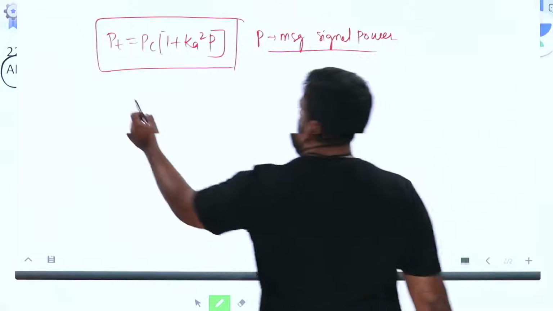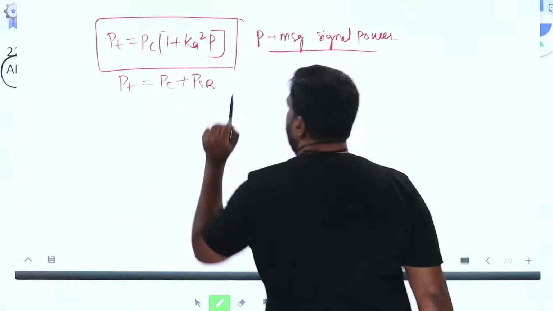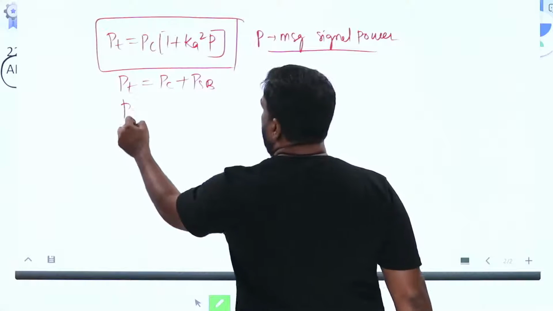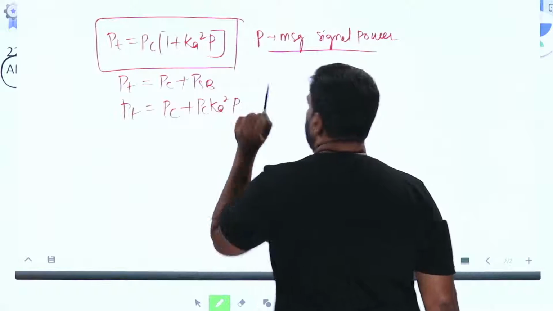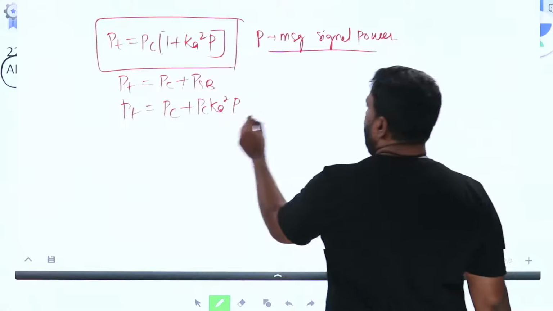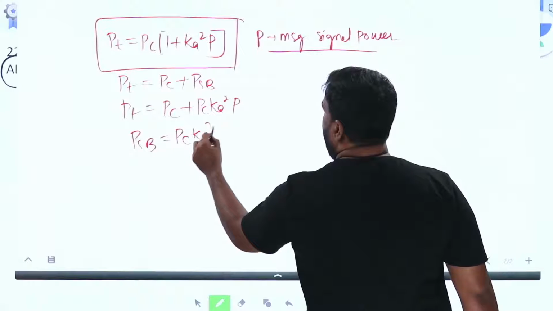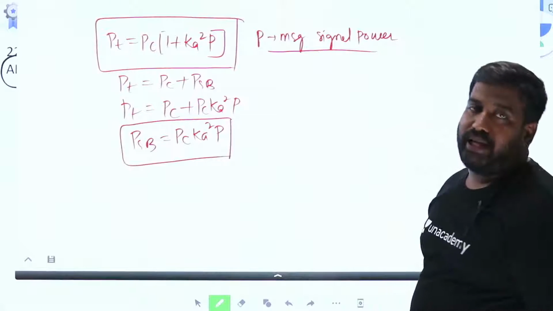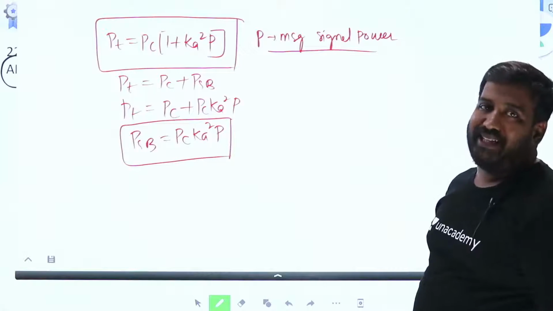Now you know total power is equal to carrier power plus sideband power. If you expand the previous equation, then PT is equal to PC plus PC into Ka square P. PC into Ka square P will be your sideband power. The general form of sideband power is PC into Ka square P. Now, I want to find the total power. P is the message signal power.